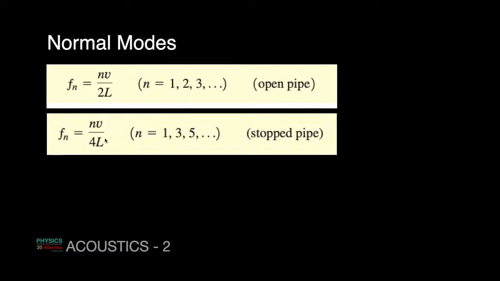What happens in the case of a stopped pipe? Then n is 1, 3, 5. That means only odd harmonics are present. Here also, when n is equal to 1, that is the fundamental. Then n equal to 3 is the first overtone, and n equal to 5 is the second overtone. Yes, Tejas, you said it correctly. A stopped pipe is open at one end.